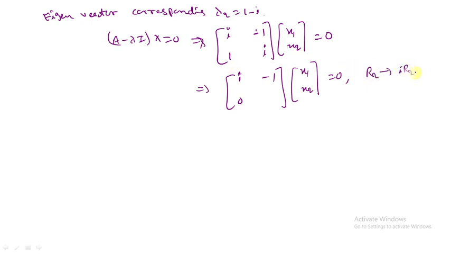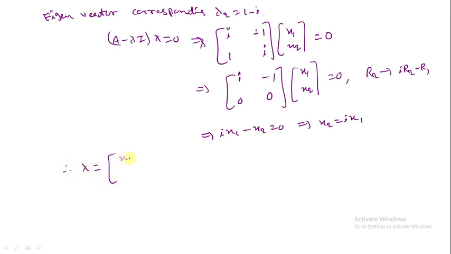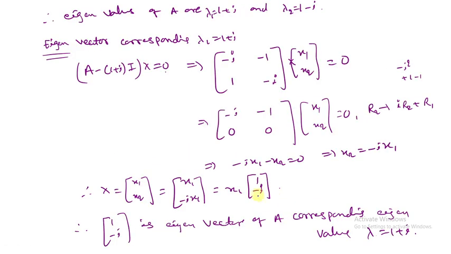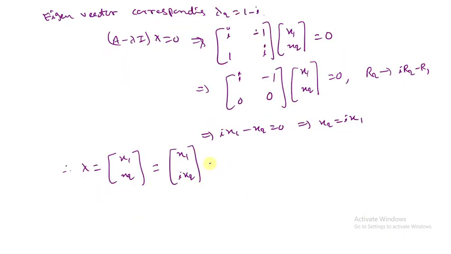What operation do we apply? Apply R2 to i R2 minus R1. i times i squared is minus 1, so minus plus 0. That implies i x1 minus x2 equal to 0. That means x2 equal to i x1. Therefore, x equal to (x1, x2), which is (x1, i x1), equal to x1 times (1, i).